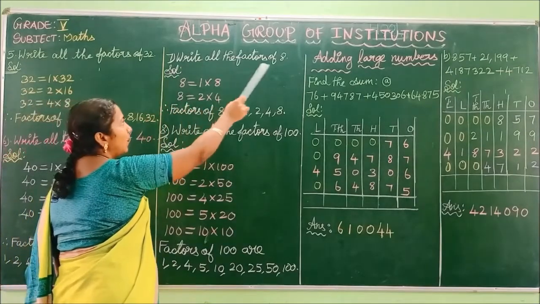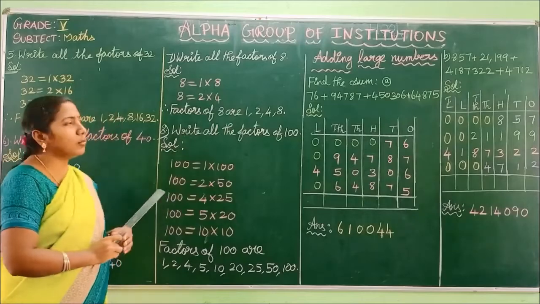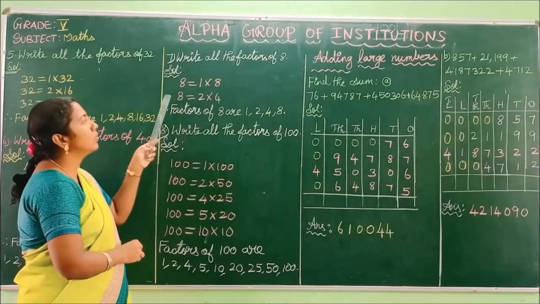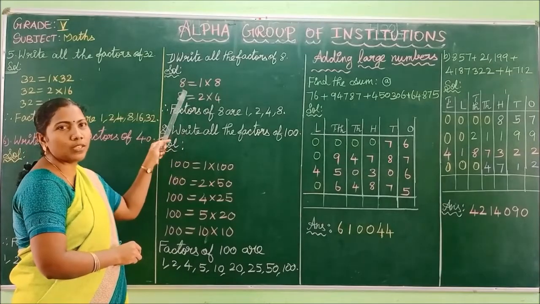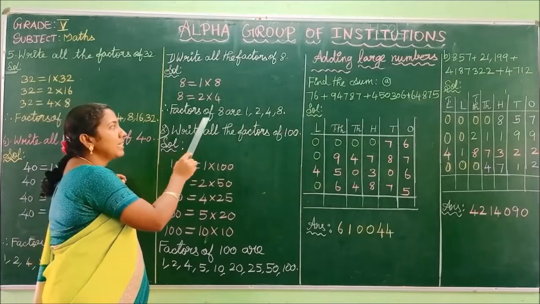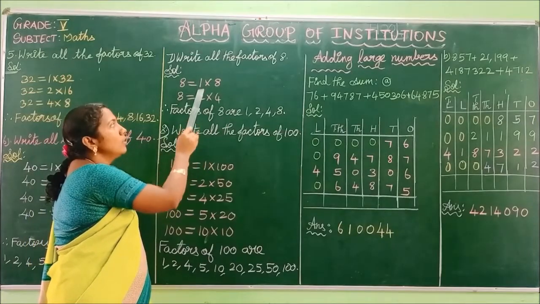Write all the factors of 8. Very small number, a single digit number. 8 can be written as 1 into 8. It is also written as 2 into 4. These are the possible ways, so you have to stop up to this. Therefore, the factors of 8 are 1, 2, 4, 8.